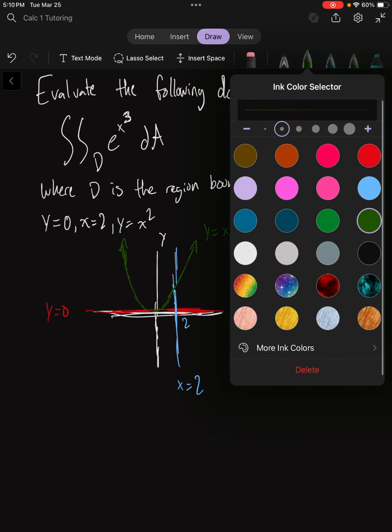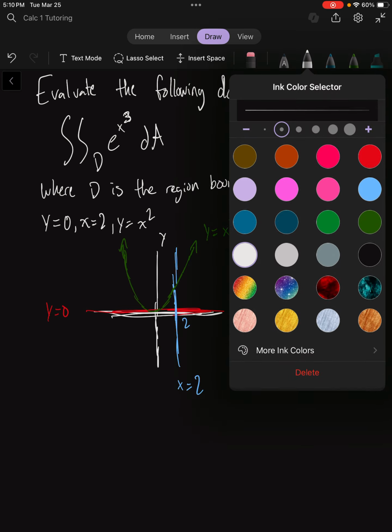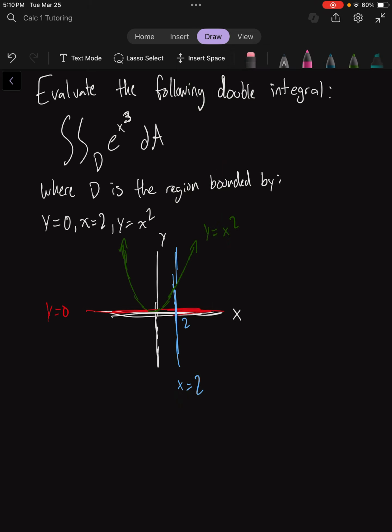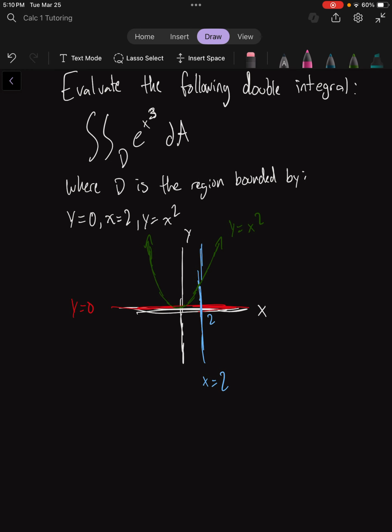and we'll write y equals x squared. Okay, great. So where is the region that we are integrating over? We're looking right here in between the x squared, the x equals 2 and the y equals 0, right? And that's where we're finding our region of integration.